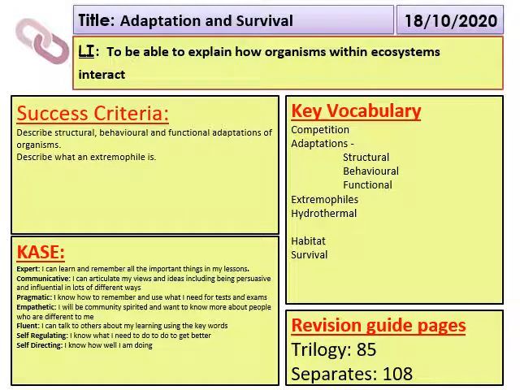So this lesson is going to focus on adaptation and survival. By the end of this lesson, you should be able to explain how organisms within ecosystems interact. I've given you the success criteria for today's lesson, as well as a list of key vocabulary on this slide. You'll see at the bottom is the revision guide pages that link to this lesson.